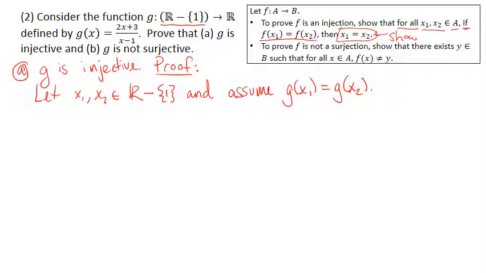We're just going to use the formula. Since g of x1 equals g of x2, that means that 2x1 plus 3 over x1 minus 1 equals 2x2 plus 3 over x2 minus 1. Now I'm just going to cross multiply. So I get this.